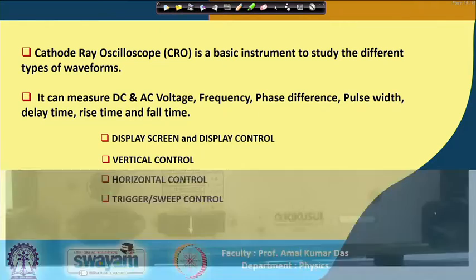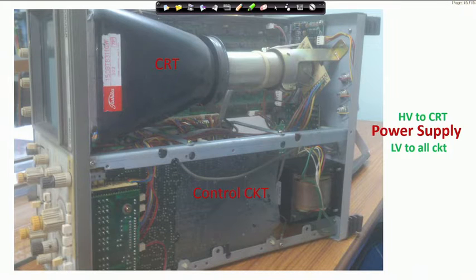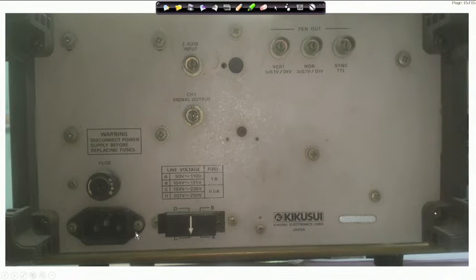I opened this CRO and showed you that inside there are mainly two parts. You see, half portion is the cathode ray tube, CRT. This part is the display, and another part is the control unit. So we control this display, the vertical control, horizontal control, triggering or sweeping, and some other part is here. This is basically the power supply. In the back side, as I showed here, we plug in the power here.